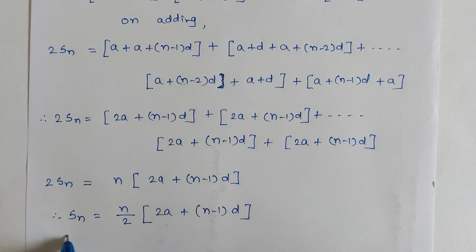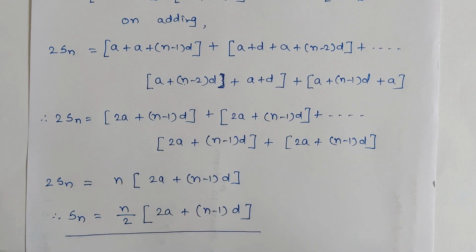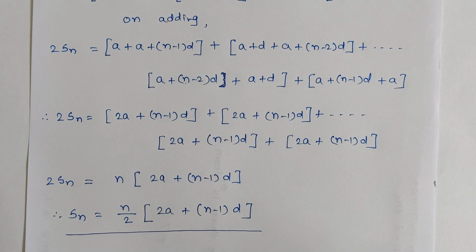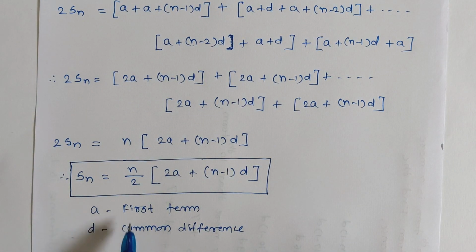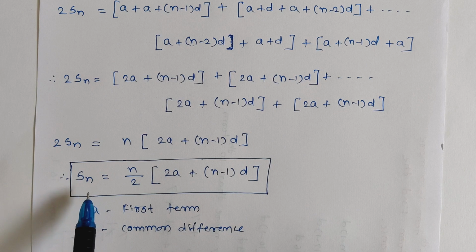So this is the formula by which we can find the sum of n terms in a given AP, where a is the first term and d is the common difference. So if we are given the first term and the common difference, by using this formula we can find the sum of all terms in that AP.